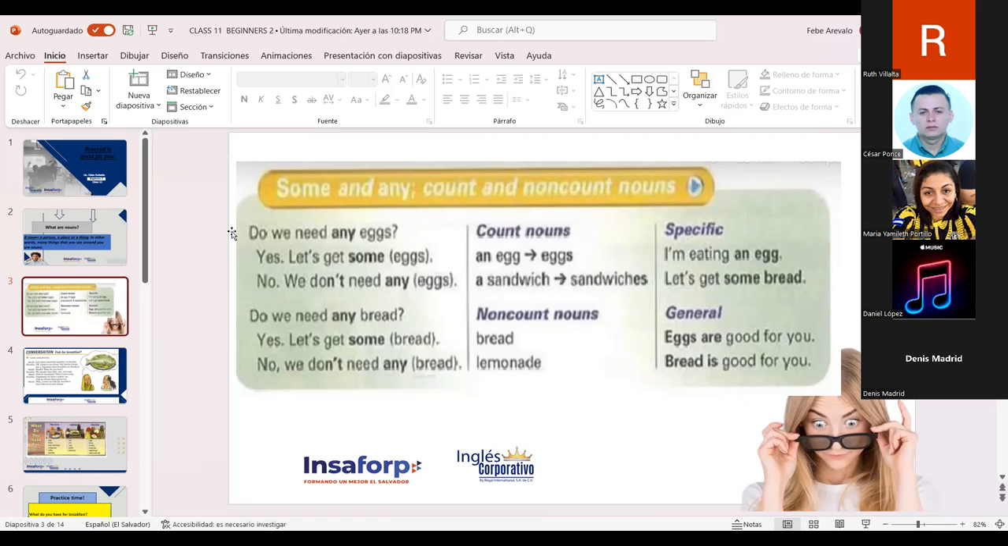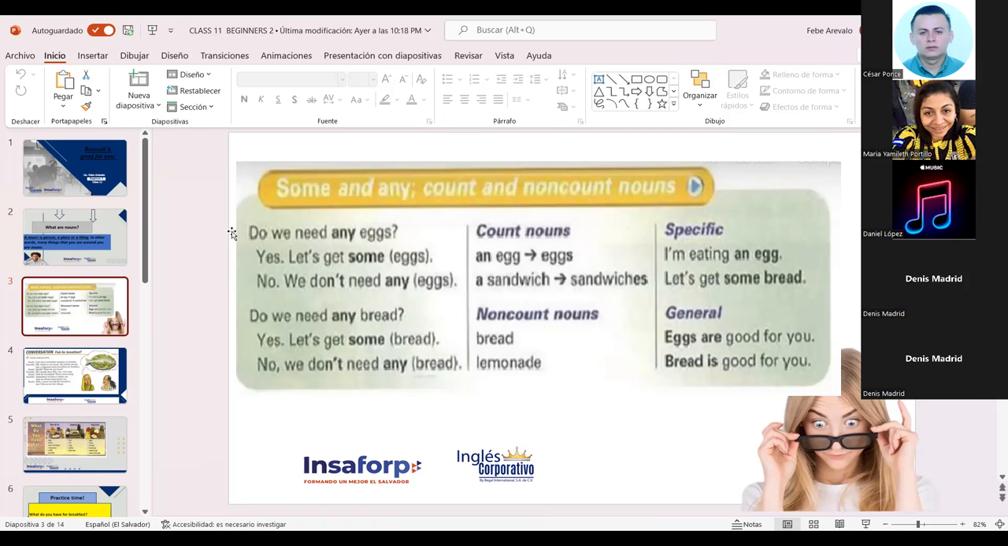Excellent. Now let's exchange. Ahora cambiamos, César y Dani. Ahora, César, usted pregunta. Daniel, usted contesta. Action. Okay. Do we need any eggs? Yes. Let's get some eggs. No, we don't need any eggs. Do we need any bread? Yes. Let's get some bread. No, we don't need any bread. Excellent. Thank you. Very good.